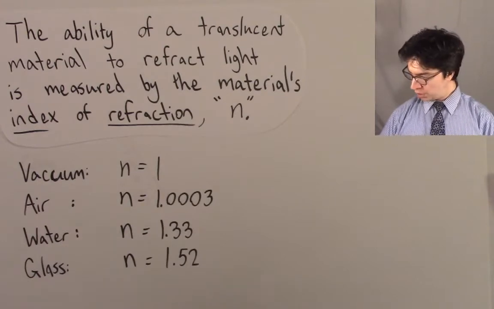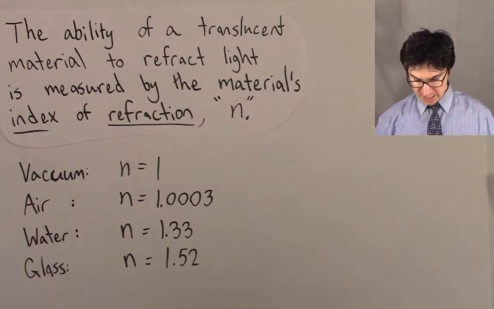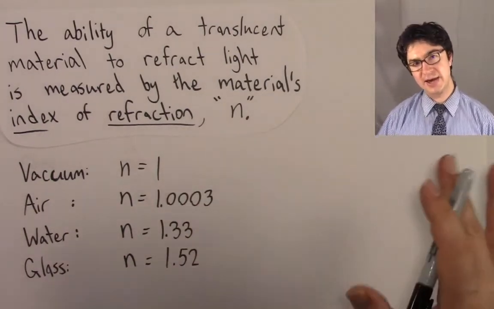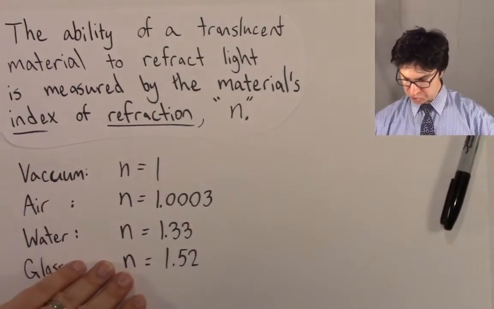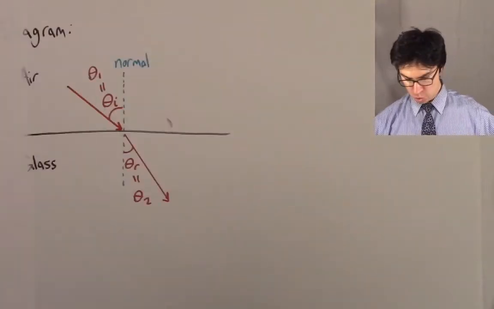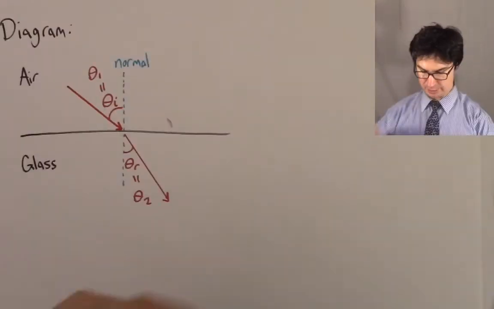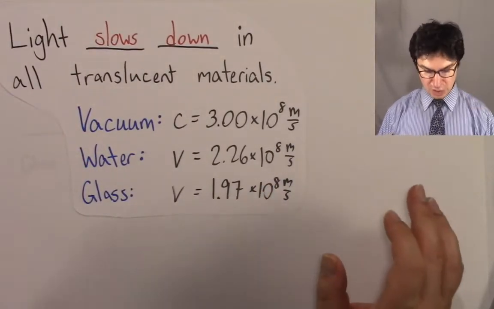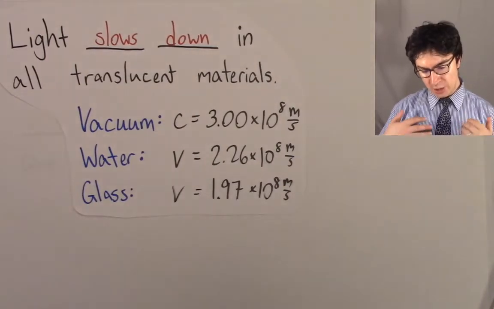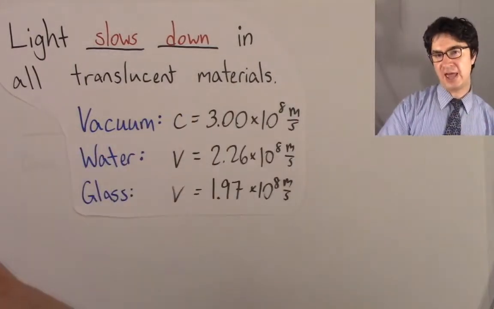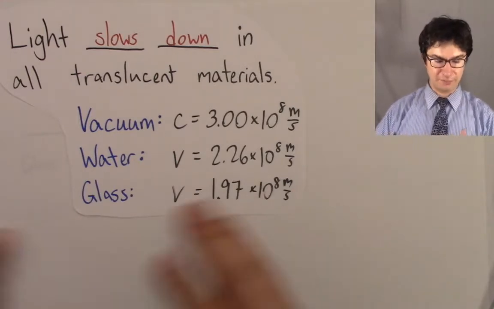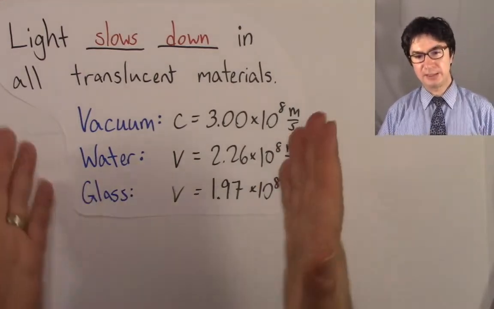Now, what I want to suggest to you is that we can now start to unpack what N is. And to answer the question of what N is, we have to state the following. We have to state that light slows down in all translucent materials. So when light passes, for example, from air into water, it's going to slow down. Or from air into glass, it slows down. Let me give you some examples.